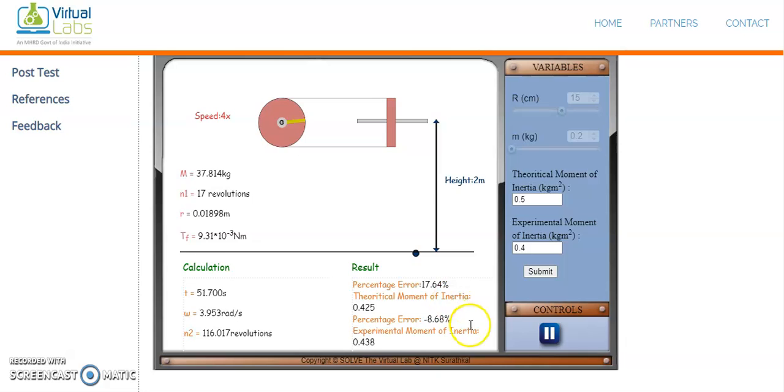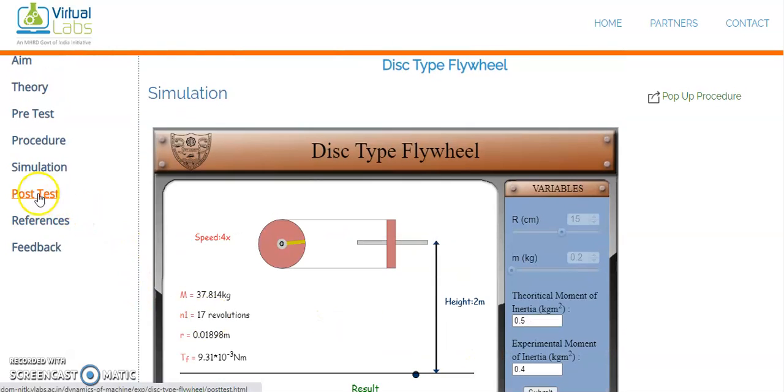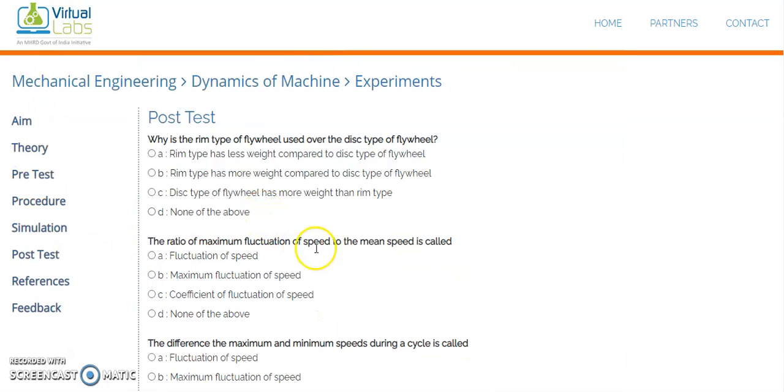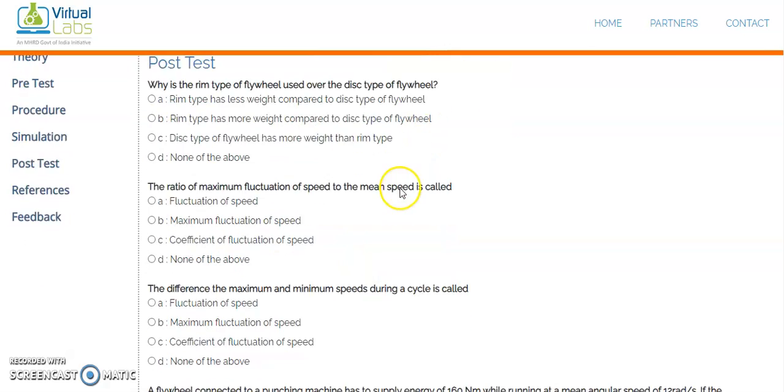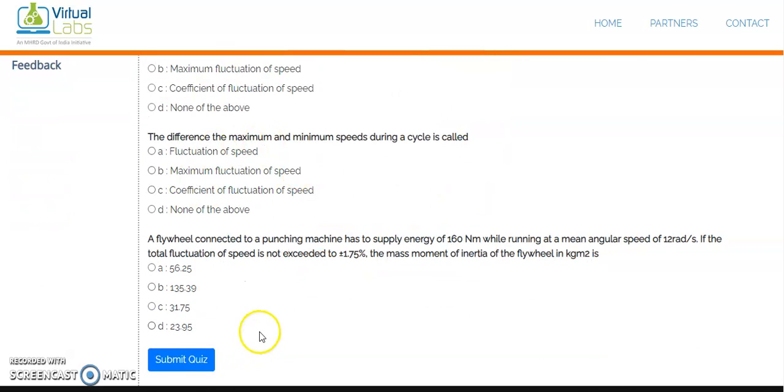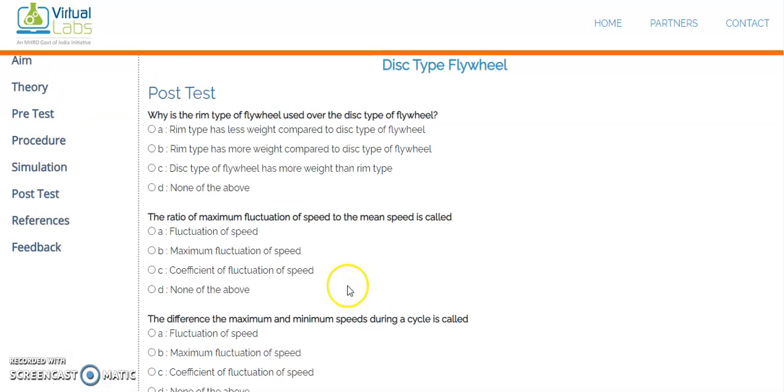Okay, so this is all about this, and they have given some post test for this experiment. Try to answer the post test questions. For all the questions, try to answer them, look over the references and give the feedback for the same.